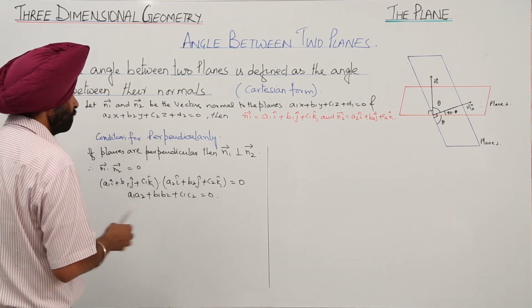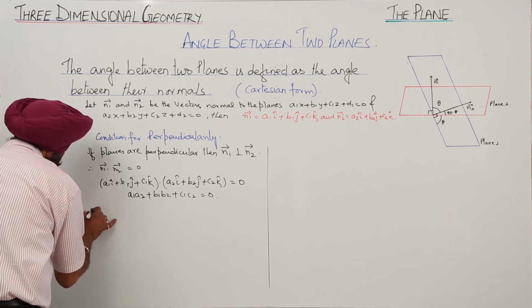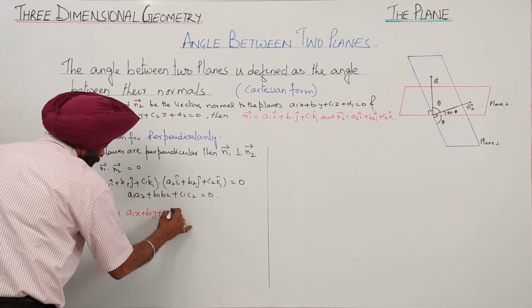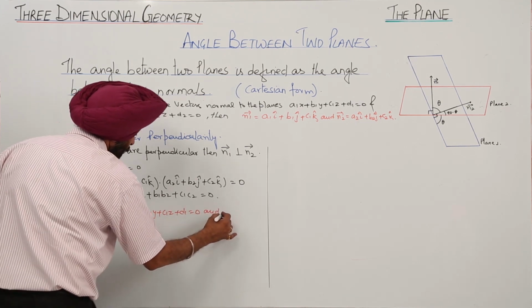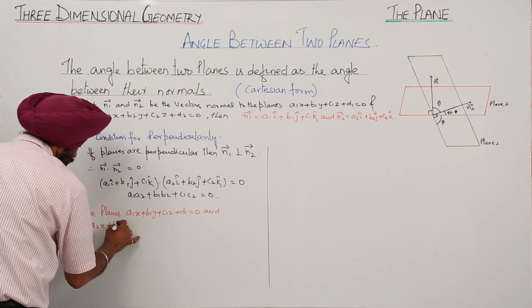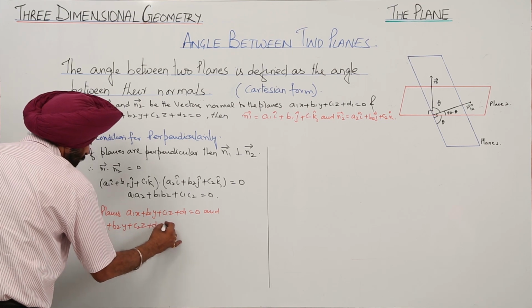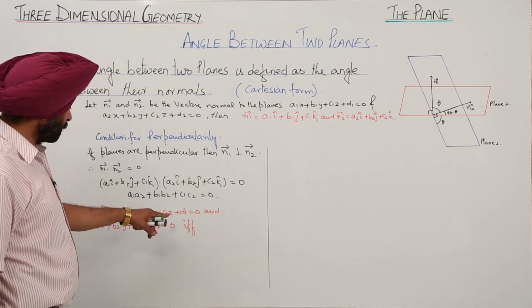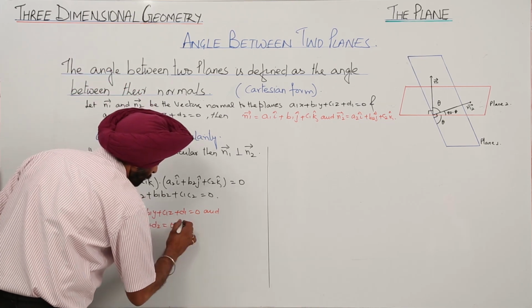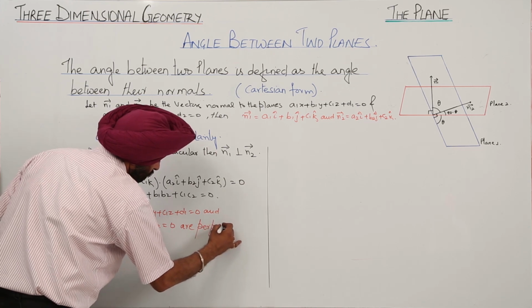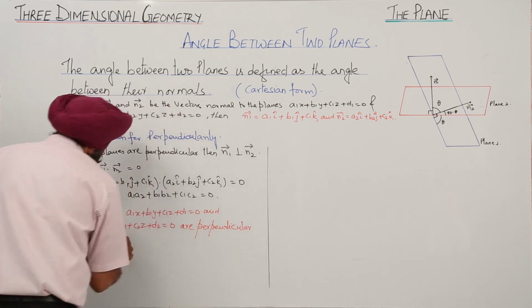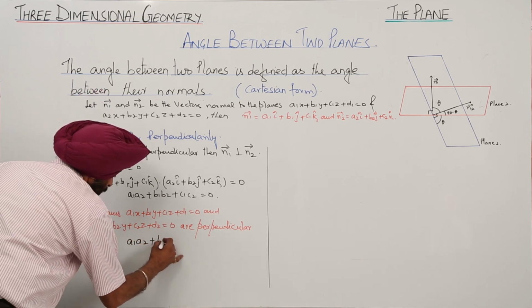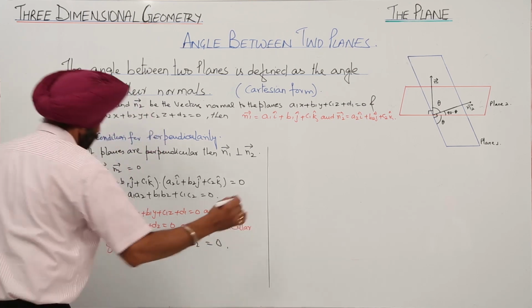Now hence planes a1x plus b1y plus c1z plus d1 is equal to 0 and a2x plus b2y plus c2z plus d2 is equal to 0 are perpendicular if a1 a2 plus b1 b2 plus c1 c2 is equal to 0, one of the conditions.